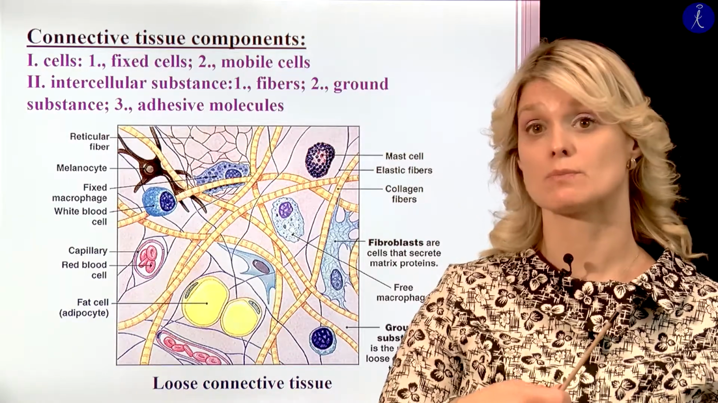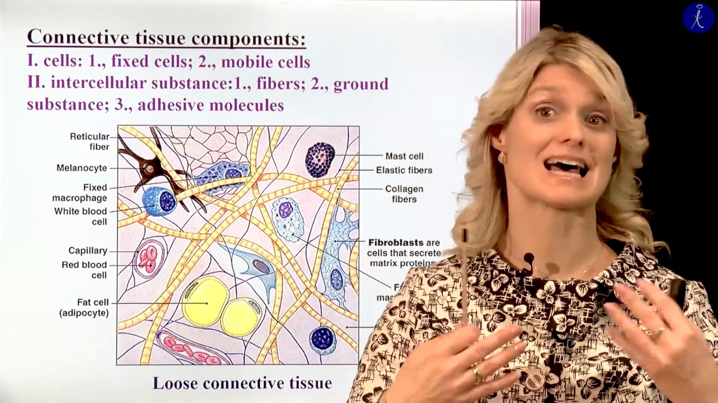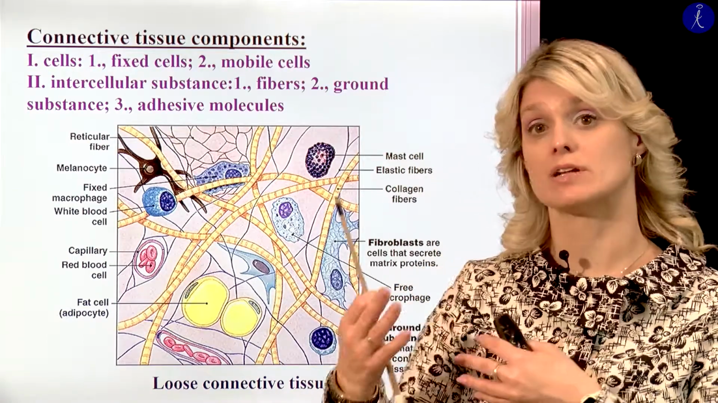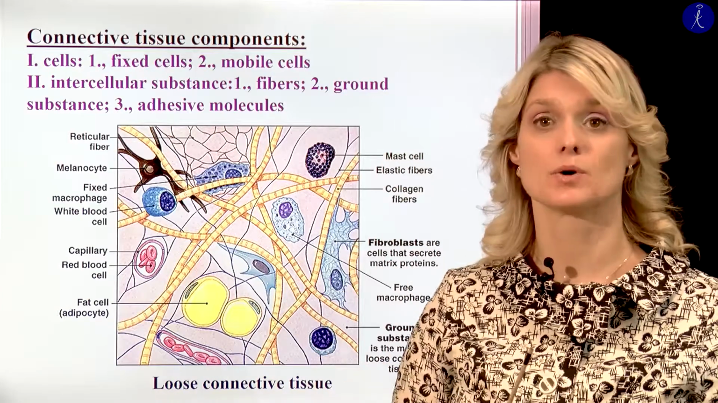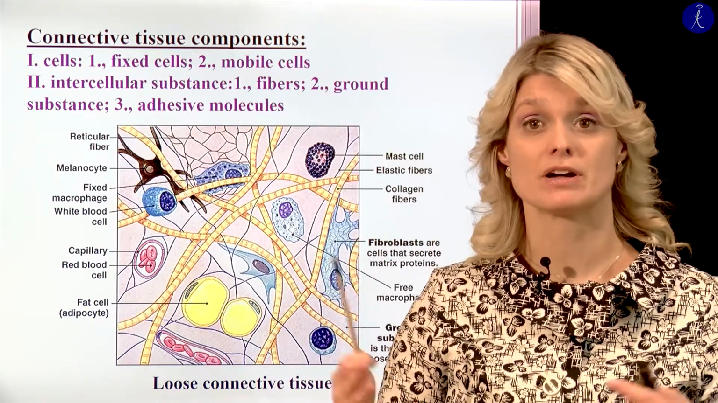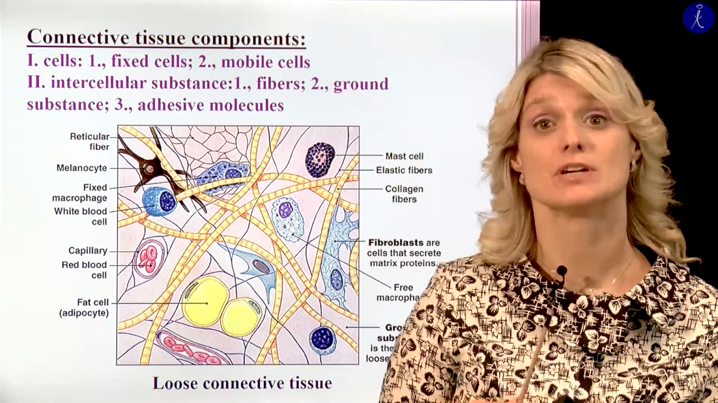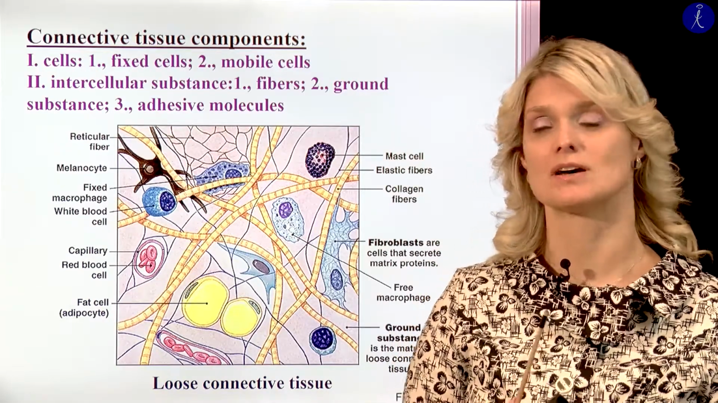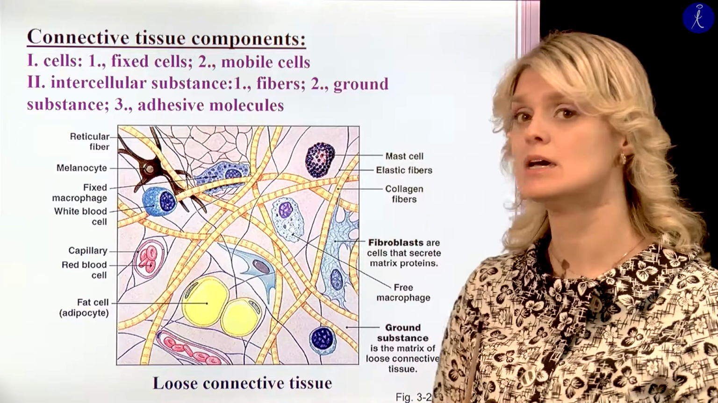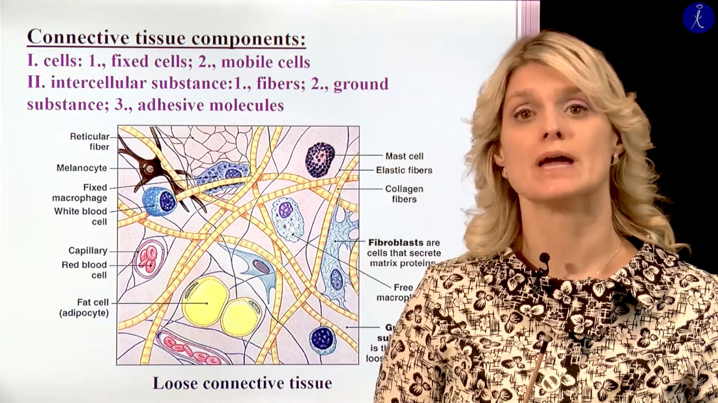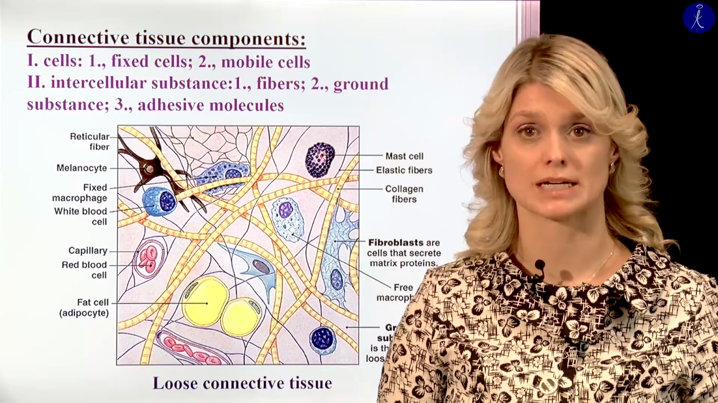We have, for example, one type of connective tissue where the cells are dominant. We have another where the fibers are dominant, and that's why we have a very big difference between the different connective tissue types. Very important to know the main compartments of the connective tissue.